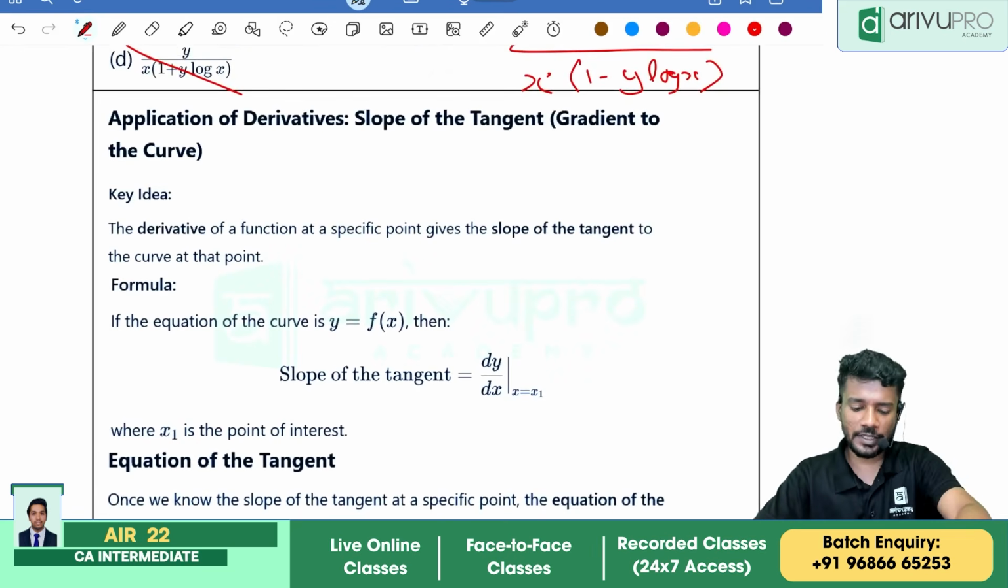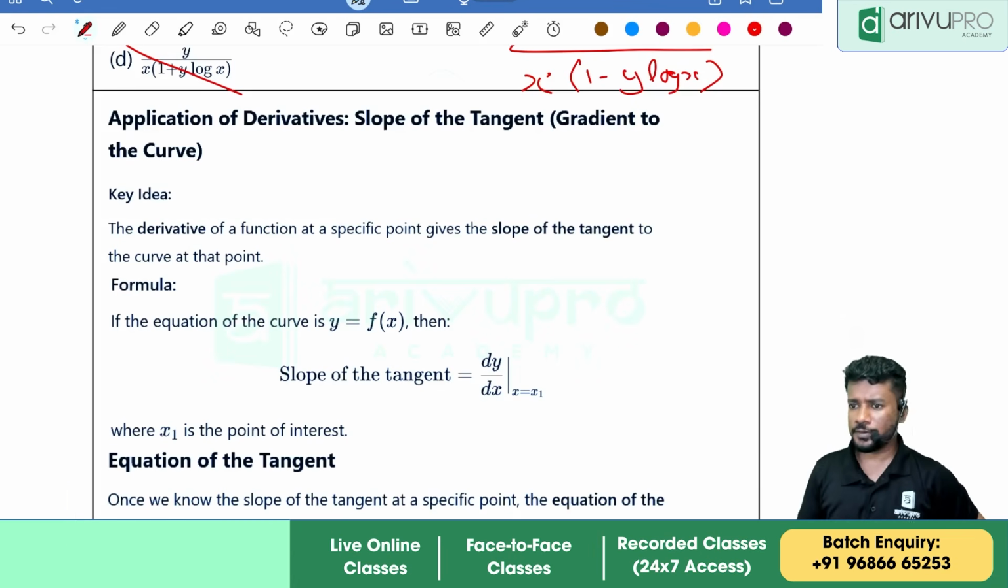Now, application of derivative. What is the name of the chapter?